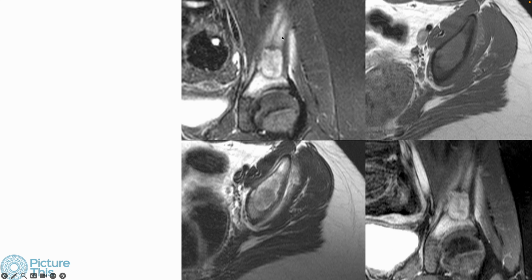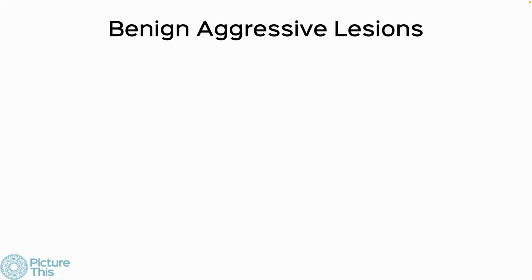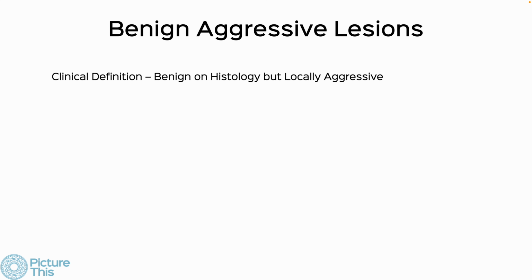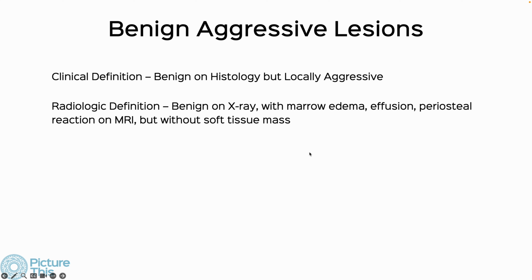But on the MR, it's angry, right? There's a lot of marrow edema, periosseous edema. There's no cortical break or extraosseous extension, but there is a little cortical expansion here. Benign on X-ray, aggressive looking on MR. This turned out to be Langerhans cell histiocytosis on biopsy.